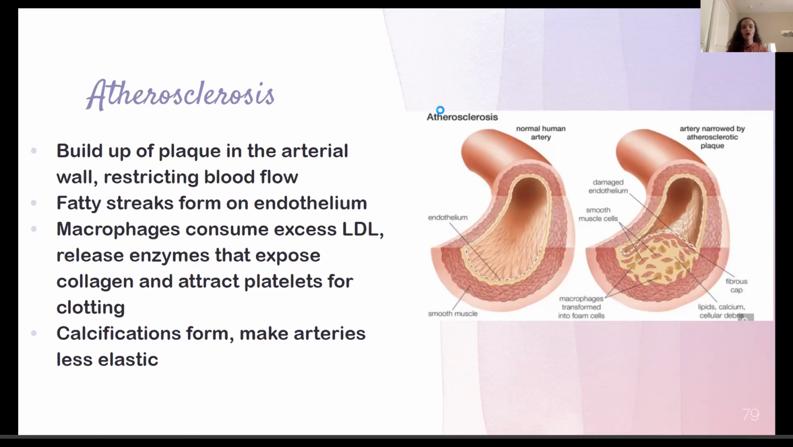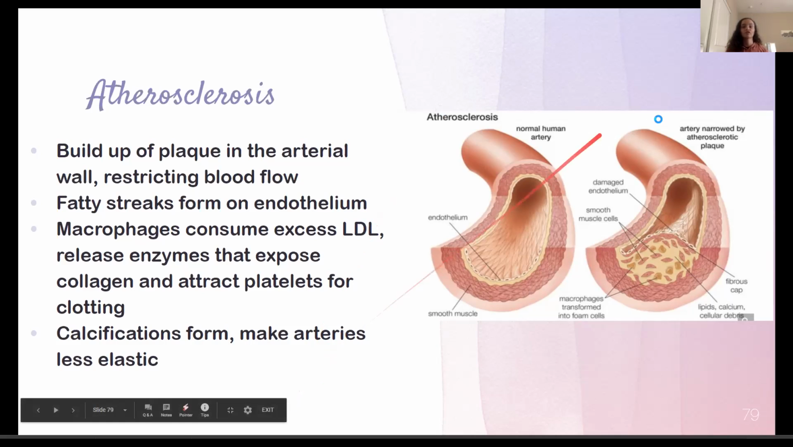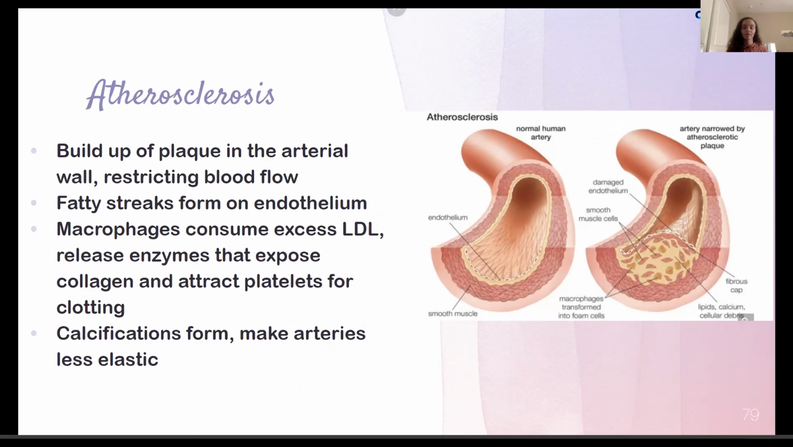Macrophages then come and consume this excess LDL, low density lipoprotein, and that'll trigger the release of enzymes that will expose collagen. The presence of collagen is needed for platelet formation. Without collagen, your platelets can't form, and so you can't have coagulation. But because these enzymes were released, that exposes collagen and attracts platelets, and these platelets will form a plug in your artery walls. Over time, this will cause calcifications to form, which reduces the compliance of the arteries and makes them less elastic, and it can lead to death later down the line.